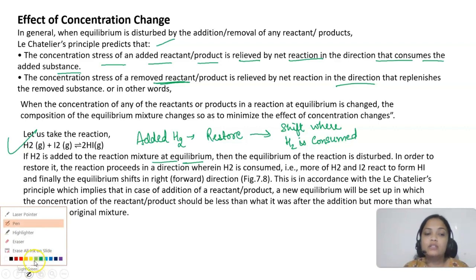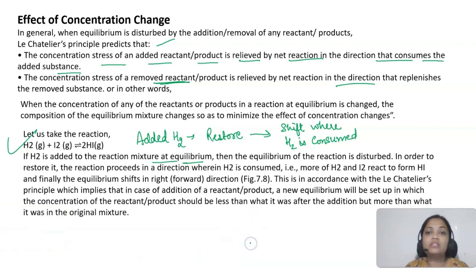In which direction is hydrogen being consumed, students? In the forward direction, right? So it means the equilibrium will shift to the right side, meaning the forward direction, because hydrogen and iodine will react and form HI, meaning hydrogen iodide. So this is in accordance with Le Chatelier's principle. Okay, so that is the effect of concentration change.